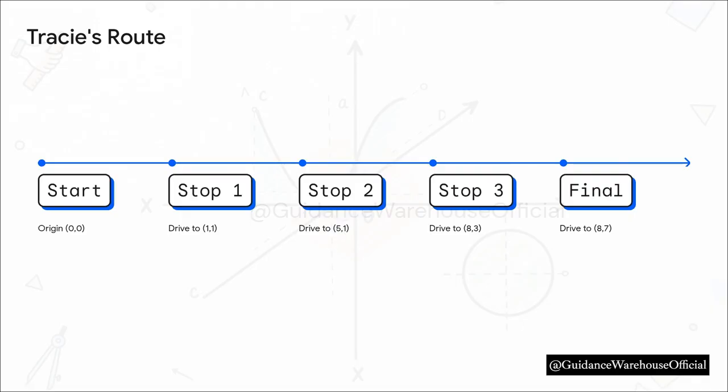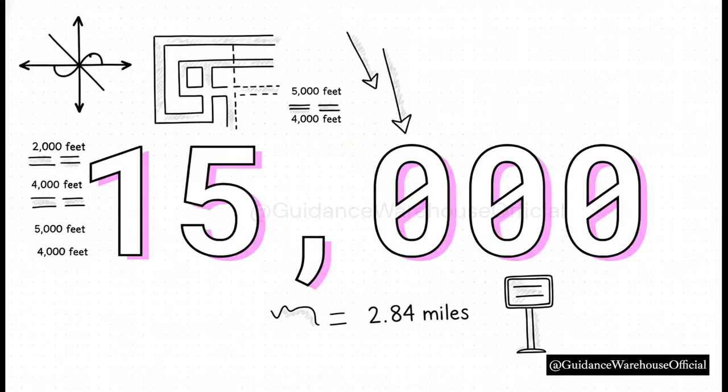Because she's driving on city streets, she has to make these rigid right-angle turns. If we calculate the actual distance Tracy drove following that rigid street grid, and assuming each block is 1,000 feet, she drove 2,000 feet, then 4,000, then 5,000, and finally 4,000. Add that all up, and her total driving distance on the roads is 15,000 feet, which is about 2.84 miles.